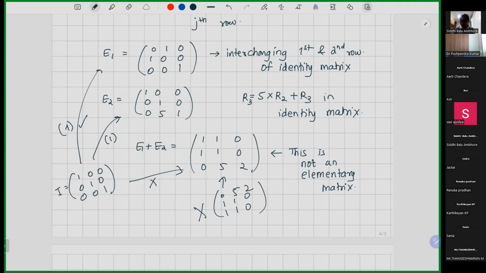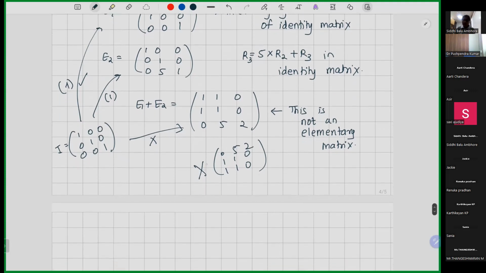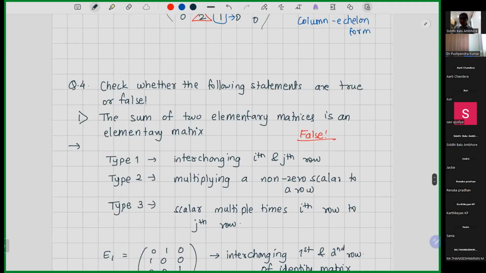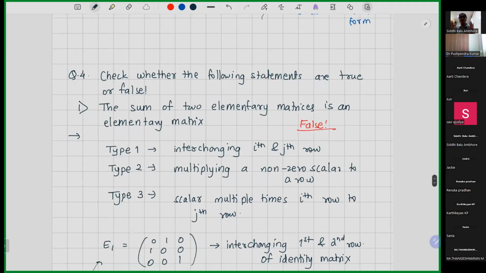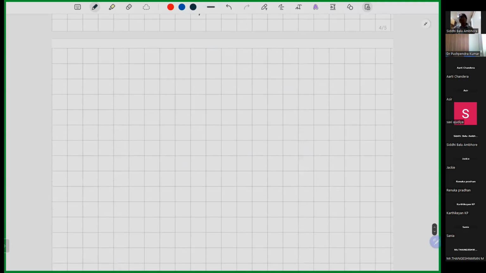Okay, great. So this kind of thing is not there. We have to start with the identity matrix to conclude whether a matrix is elementary or not. Please understand that. So this statement is false. Now we have the sum of two elementary matrices, and the sum of them was not an elementary matrix.